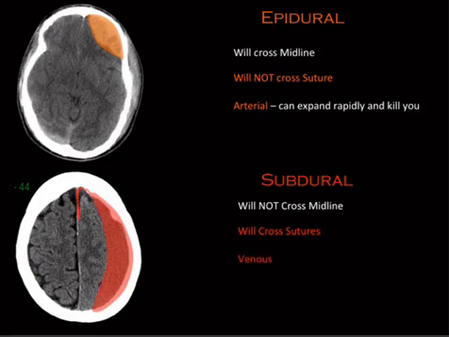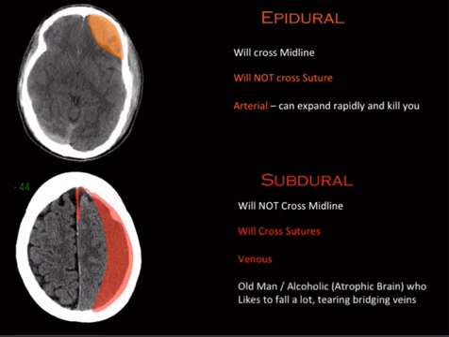Subdurals are venous, the opposite. And these tend to be your old man or your alcoholic, somebody who has an atrophic brain, so that they've got these bridging veins. So when the head gets shook, then you end up tearing them, and they develop subdurals. And like I mentioned before, the epidural, the classic history is a skull fracture.